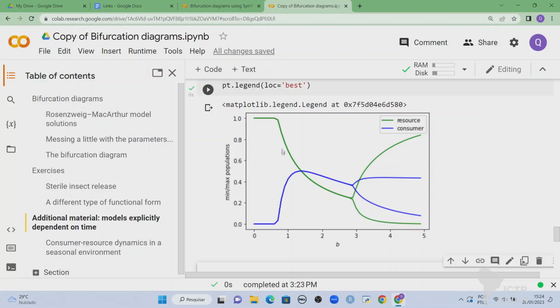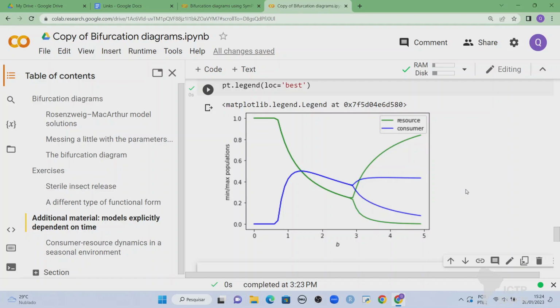But then we start to have an equilibrium fixed point with the two populations, right? You see that the resource is decreasing in its equilibrium and the consumer increasing. And then at some point here, close to almost 3, you have a bifurcation where now you have oscillations, okay? Now you have predator-prey oscillations for these values of B over here.